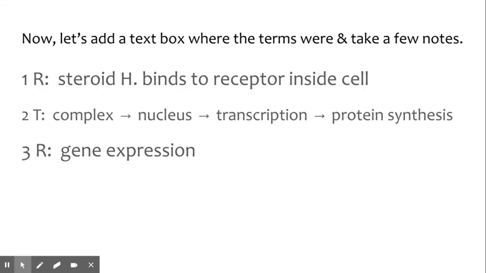We're going to learn a lot more about gene expression in the coming weeks, but just know that gene expression basically means a gene is expressed when it's transcribed, and that transcription is going to lead to protein synthesis.